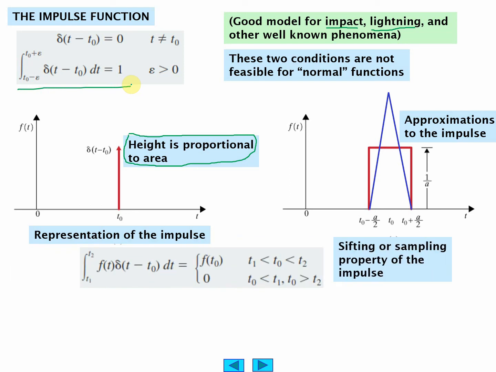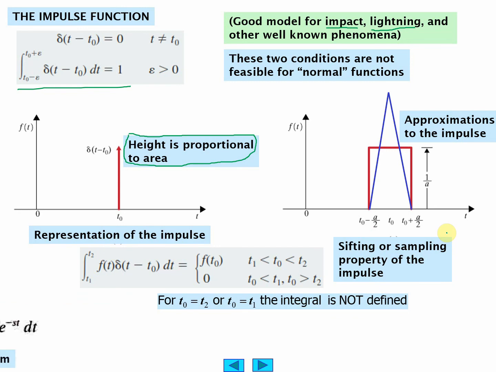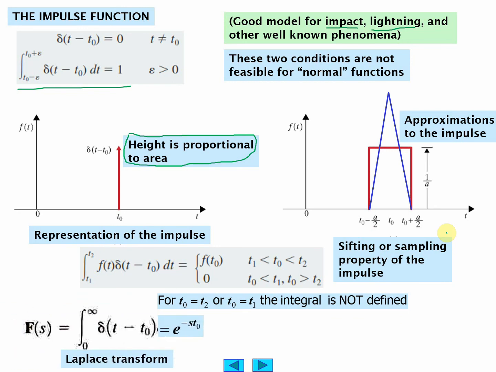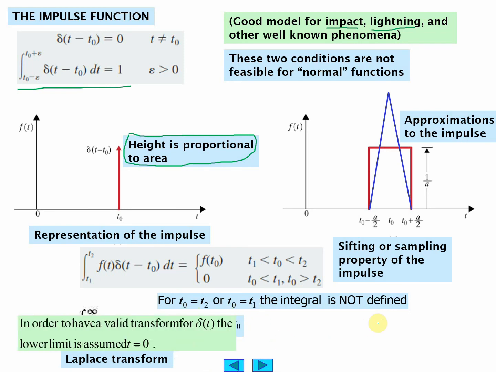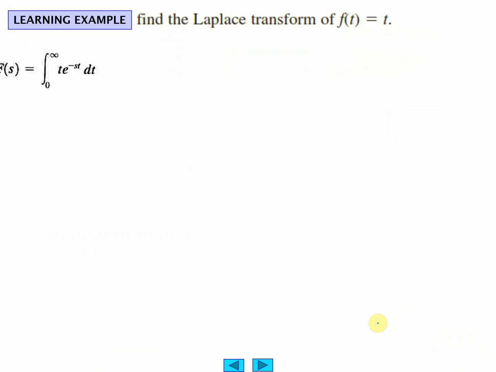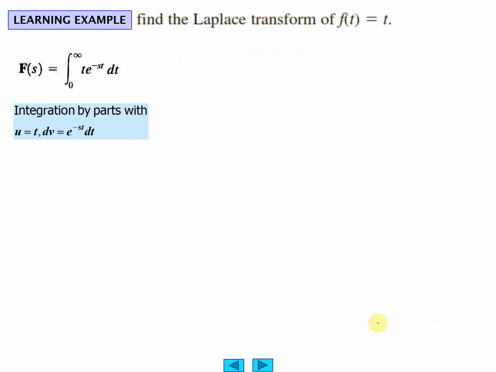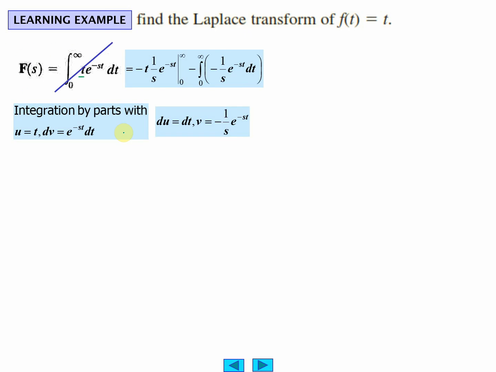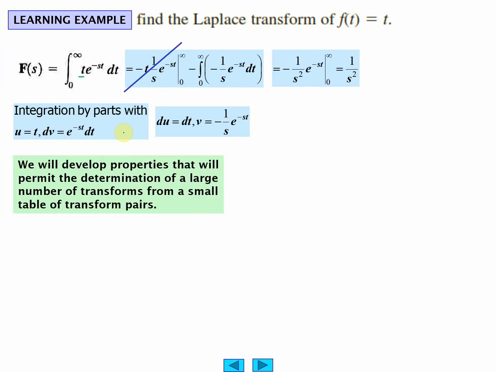So this is a sampling. This will sample an impulse. The Laplace transform of that is given here. If f is t, you have to integrate by parts. So the function this time is just t, linear. Integrate by parts.